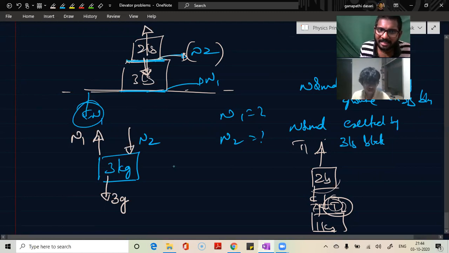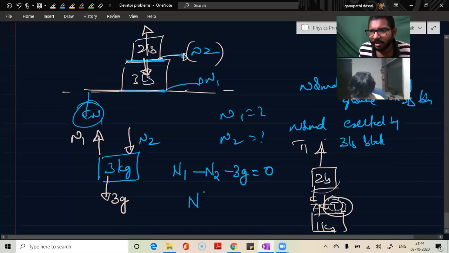Then N1 upwards minus N2 downwards minus 3G downwards is equal to 0. Got it? Are you getting or not, Hassan? N1 is equal to N2 plus 3G.